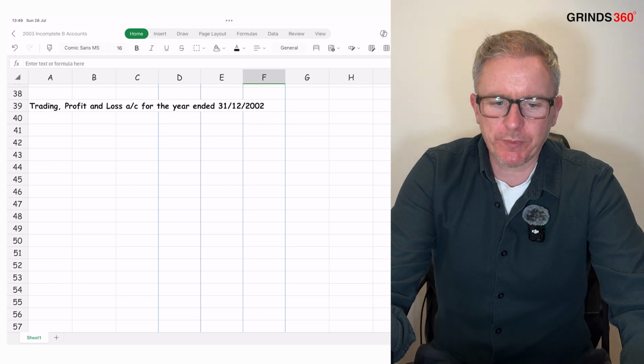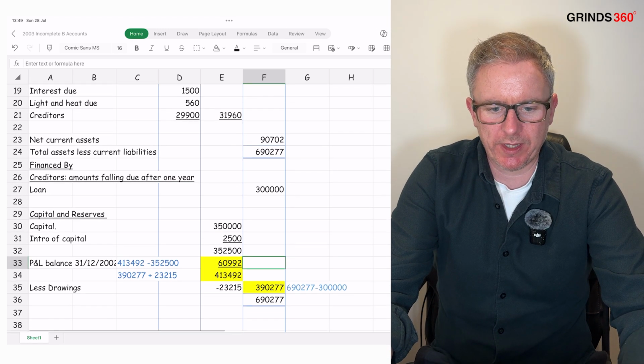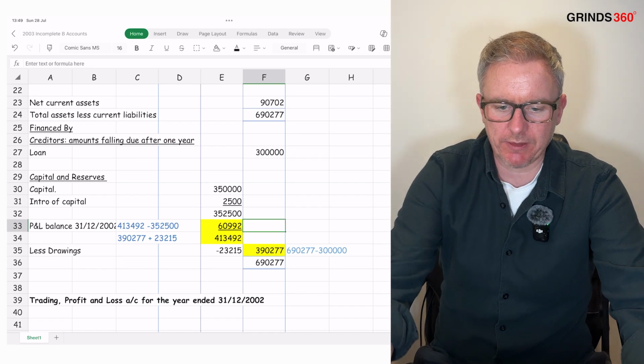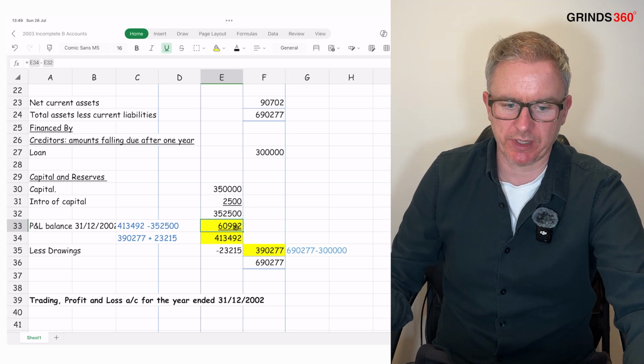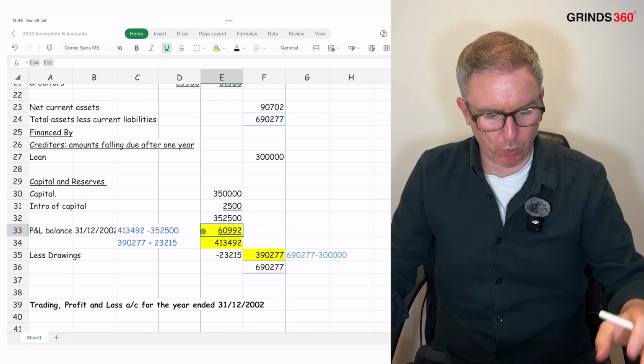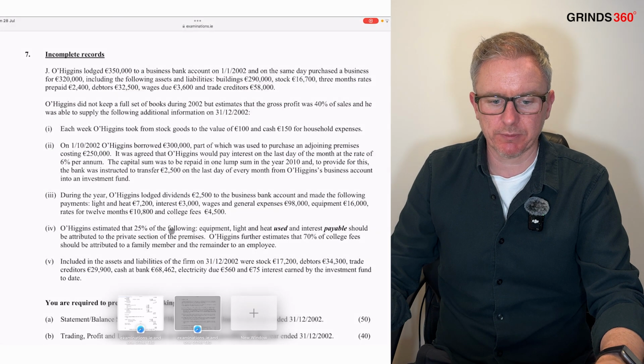Hi again. So writing up the trading profit and loss account. In the last lesson we looked at how to calculate the profit and loss balance at the bottom of the trading profit and loss account. Now remember, you're working in reverse here. This is an incomplete record.